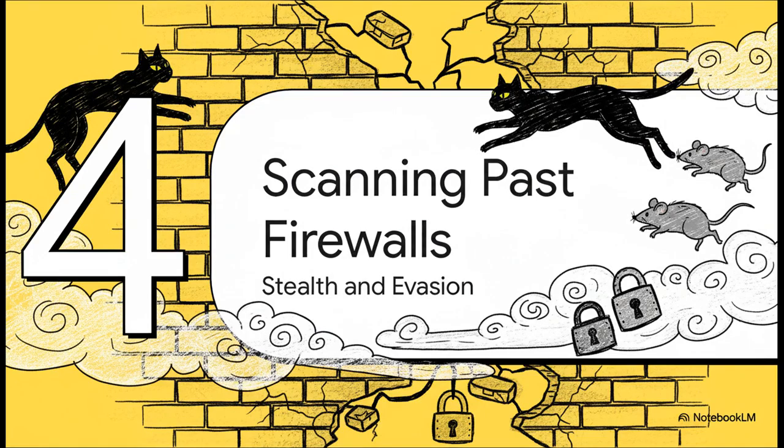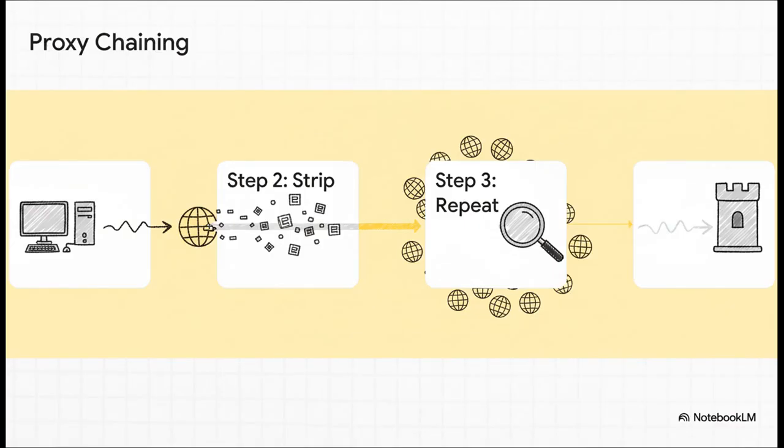Now, you're probably thinking, okay, but wouldn't a basic firewall just block all of this? And you'd be right. A simple scan is easy to stop. That's why the real cat and mouse game starts when attackers pull out the advanced techniques to hide what they're doing and just disappear. One of the oldest tricks in the book is called proxy chaining.